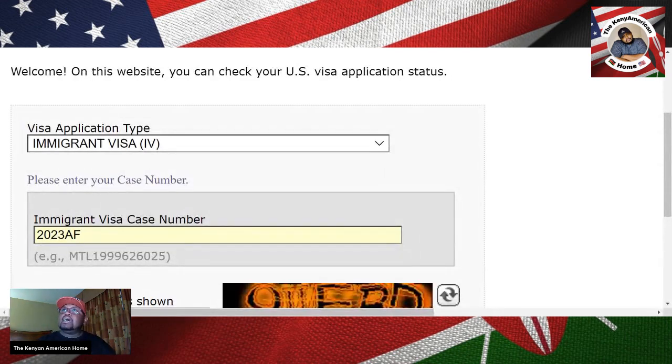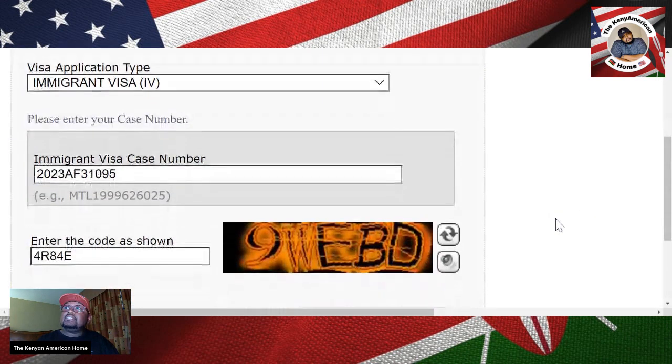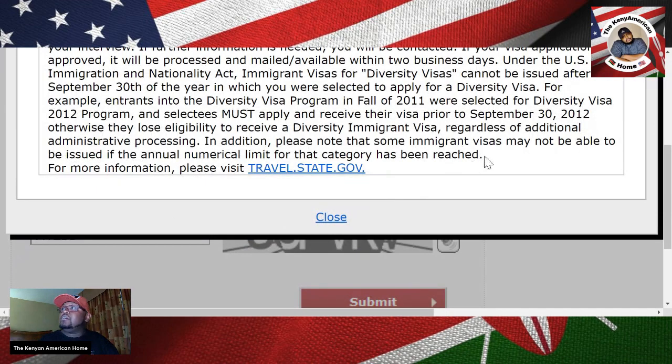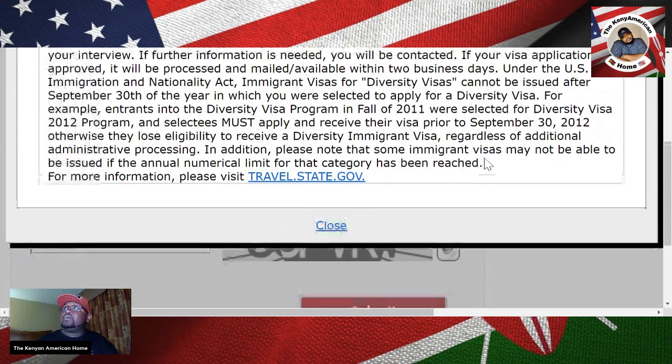What happens is, if your refusal is under 221G and you're able to cure whatever put you in administrative processing, then you are put on another status. This means that it's on the way to being cleared. You've provided what was asked, and it's just a matter of time before your case is updated and you can hopefully get your visa to come to the United States of America.